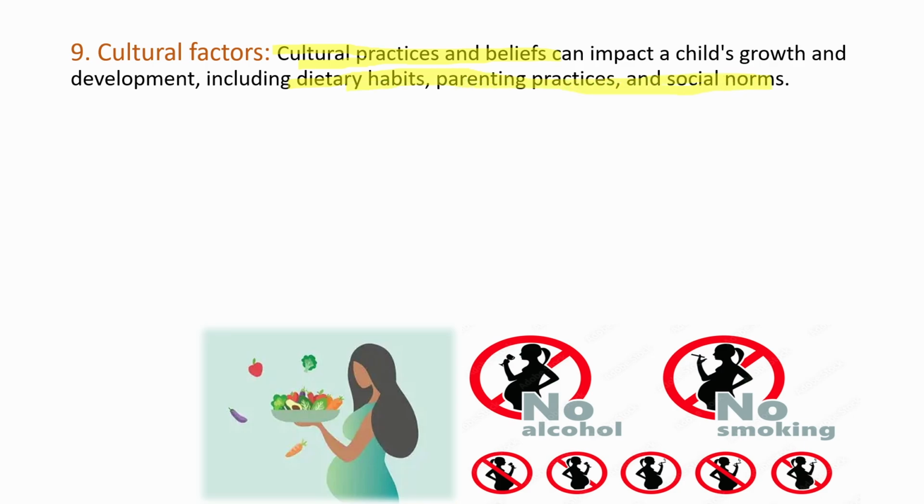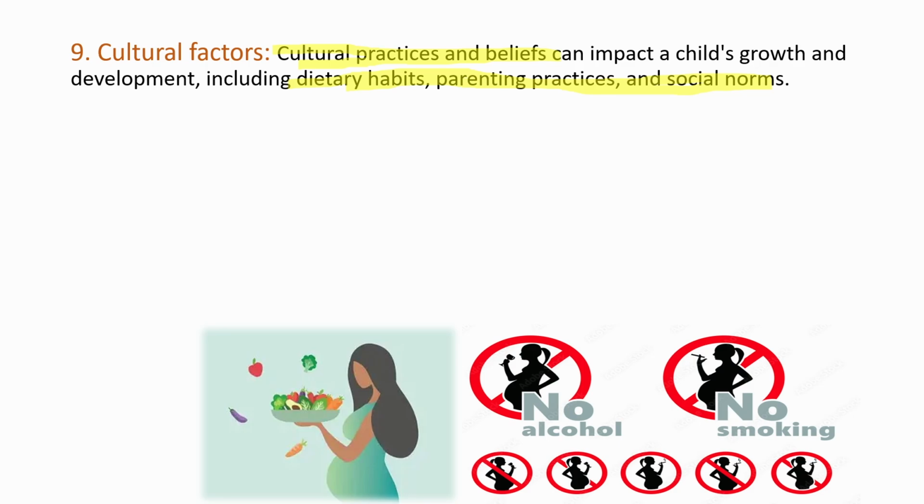For example, for dietary habits, some cultures may prefer or may have certain foods that children eat or avoid. Then, under parenting practices, how parents raise, discipline, or care for their children can also affect the growth of the child. Then, social norms, those are cultural expectations that also can influence a child's emotional and social development. So, culture can shape both the physical and emotional growth of a child.